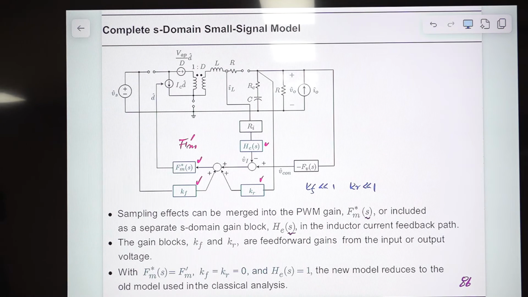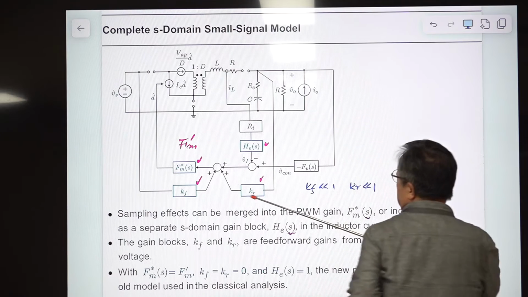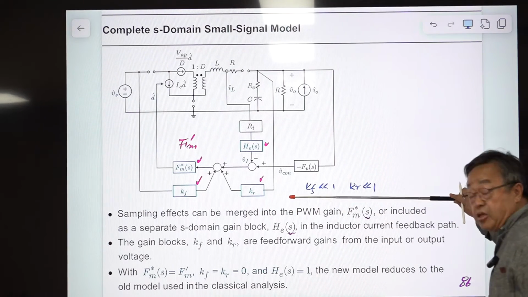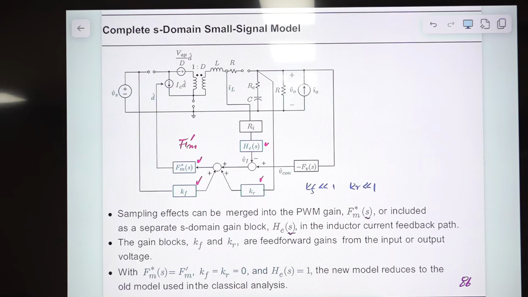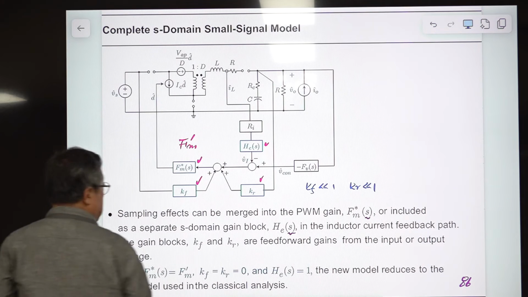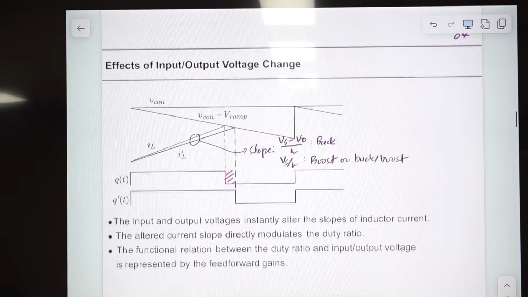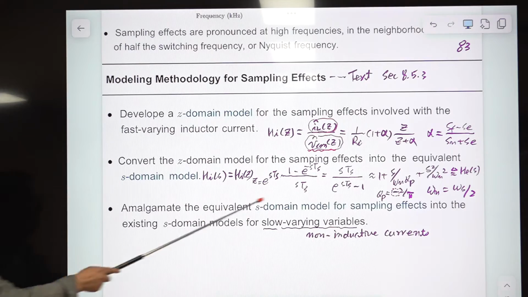One very important thing is that this is very small. This KF, KR, they are not zero, but they are very small, 0.1 or 0.01, something like that. And there are two different approaches. Let me explain this. The sampling effect can be embedded here. Sampling effect is a frequency dependent phenomenon, so it is a function of S. If you take a look at this, HES is a function of S.